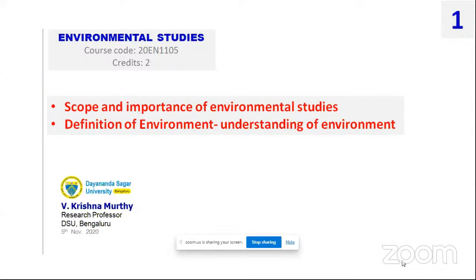The course title is Environmental Studies. Course code, please note down this. This is extremely important because all future question papers, both in semester and end semester, will carry this code all through. And it is a 2 credit course, predominantly theoretical.